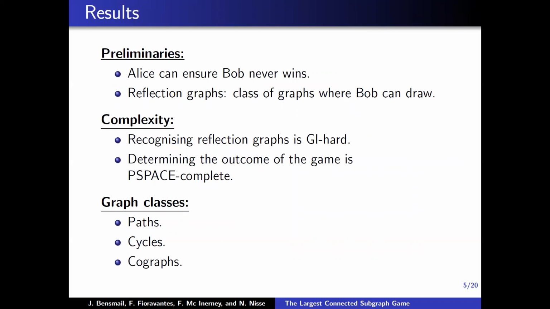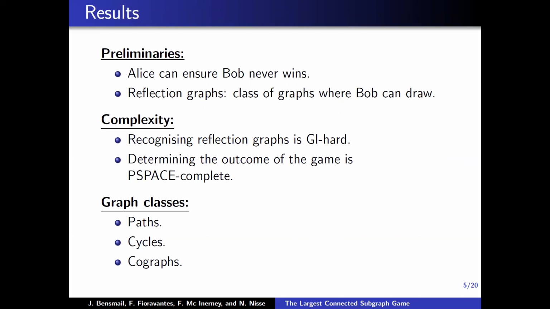So the results I'll talk about in this talk are the preliminary results first, showing that Alice always has a strategy that ensures Bob never wins. And so Bob can hope at best for a draw. Then I'll discuss reflection graphs, which are a large class of graphs where Bob can force a draw. Then in terms of complexity, I'll talk about how recognizing reflection graphs is GI-hard. And more interestingly, that determining the outcome of the game is PSPACE-complete. And then since the game is already PSPACE-complete, we'll focus on graph classes, such as paths, cycles, and cographs.